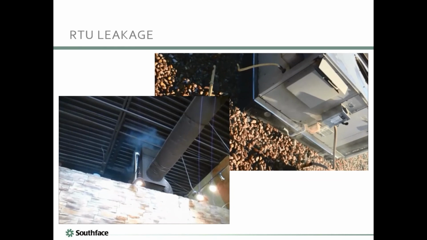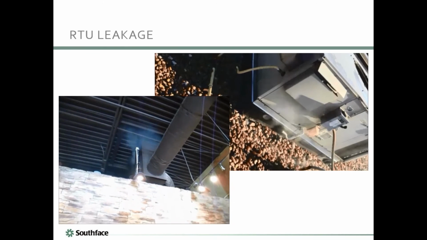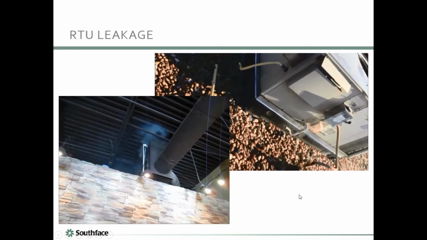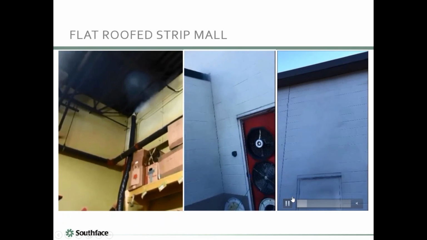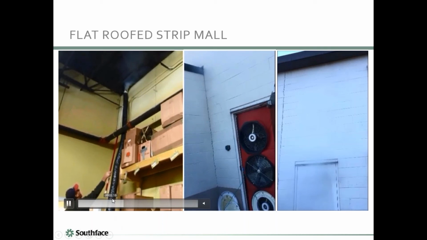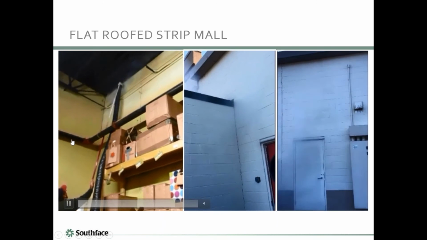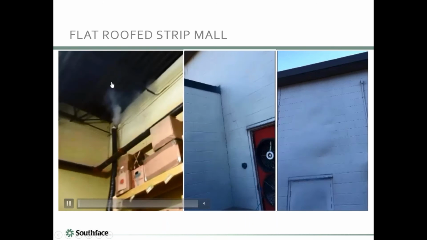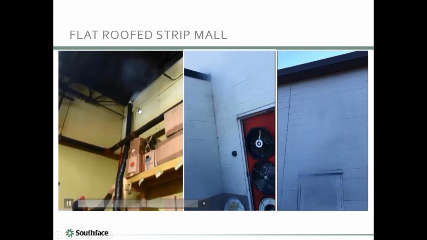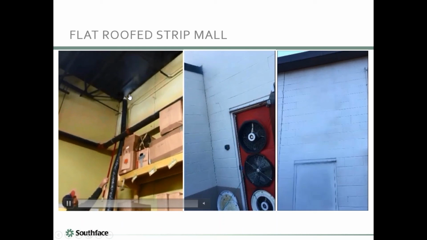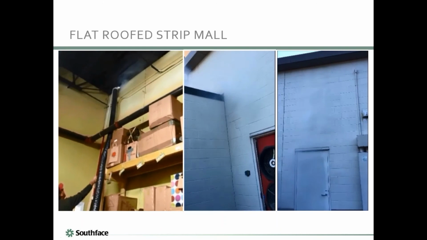Here's an interesting one we found on strip retail with packaged units. We have a rooftop unit, and you can see that we are inside the building applying some fog from the machine, and then outside it's leaking around where the unit has been set on the roof. On the curb, yeah. And not sealed, obviously, in this case. And I think we saw that pretty consistently on a lot of packaged units; that was a leak path.